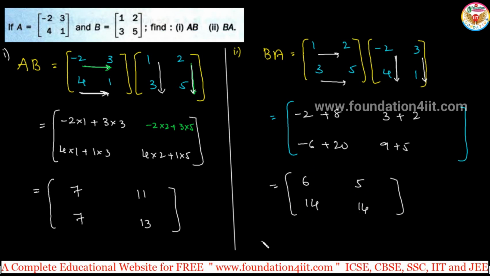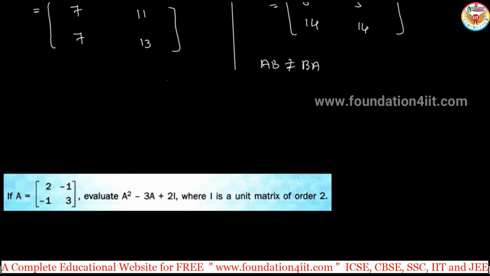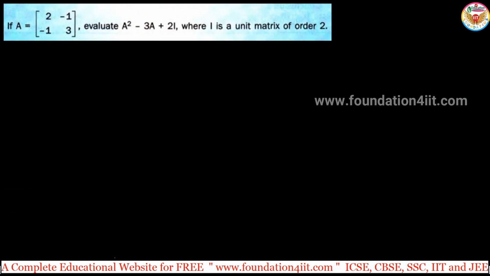So AB and BA are different. Therefore, AB is not equal to BA. In matrix multiplication, AB and BA are not the same. Right? The result is not equal here. So remember, matrix multiplication is not commutative. Let us see one more problem.